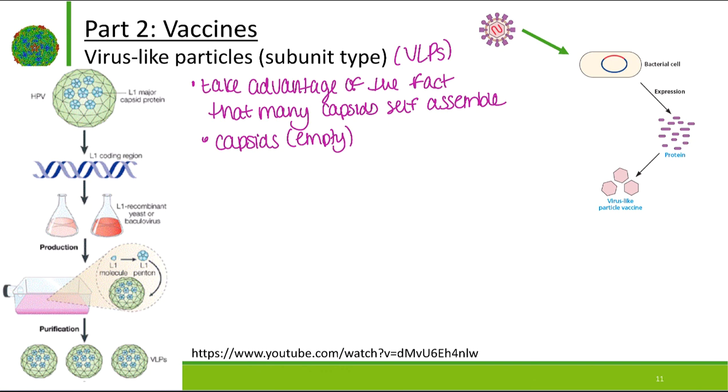And there are two really great examples, and that is hepatitis B virus and human papillomavirus vaccines. So for both of these viruses, or against both of these viruses, the vaccines that we have are these VLPs. And so for HPV, many of you have probably heard of Gardasil. And of course, we've had many iterations of Gardasil now that are against different strains of HPV, but the way that they are made is very similar.